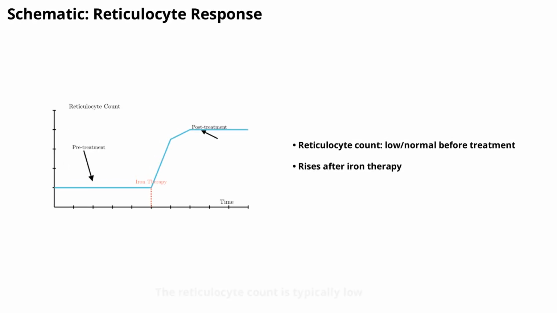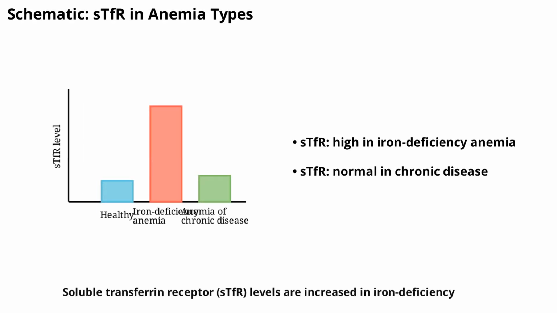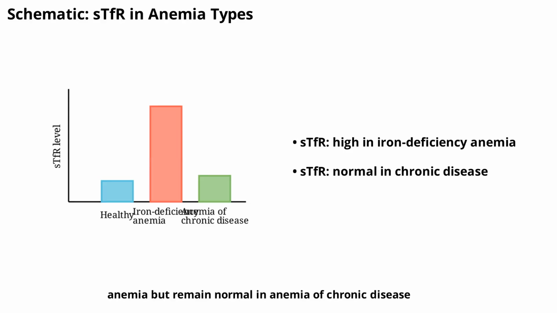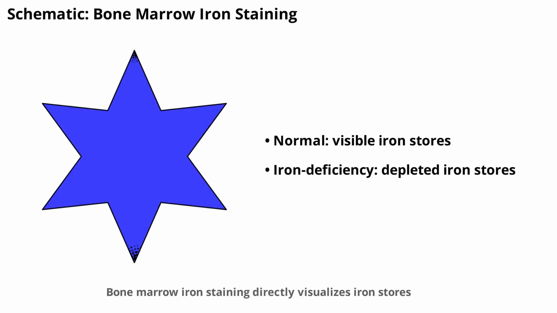The reticulocyte count is typically low or normal in untreated iron deficiency anemia, but rises after iron supplementation. This response indicates effective bone marrow recovery. Soluble transferrin receptor, STFR, levels are increased in iron deficiency anemia, but remain normal in anemia of chronic disease. This distinction is useful for differential diagnosis. Bone marrow iron staining directly visualizes iron stores. In iron deficiency anemia, the stain shows little or no iron, confirming the diagnosis when other tests are inconclusive.